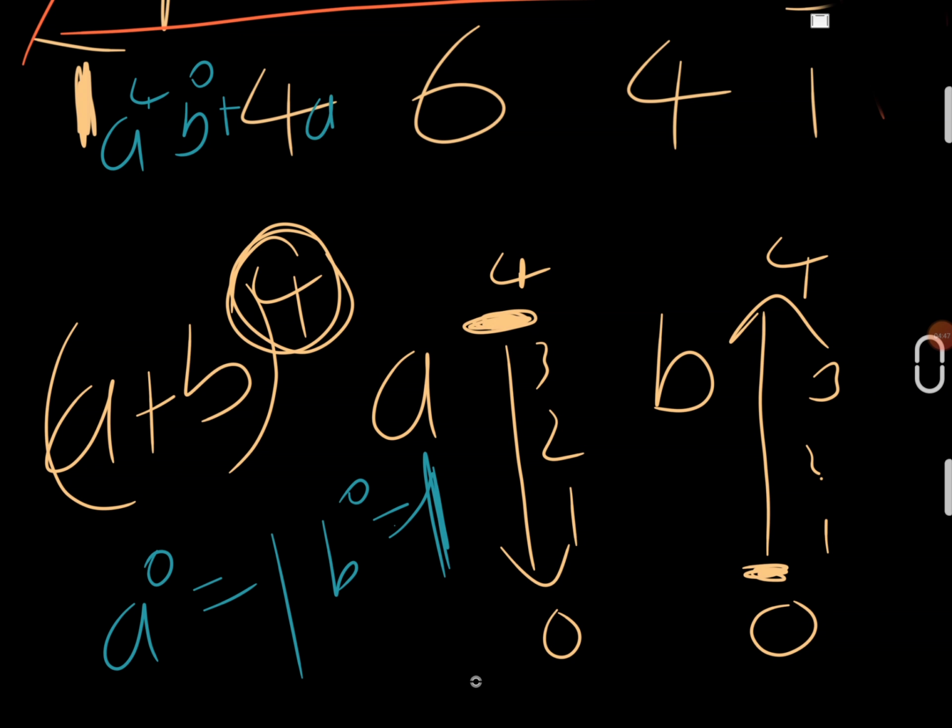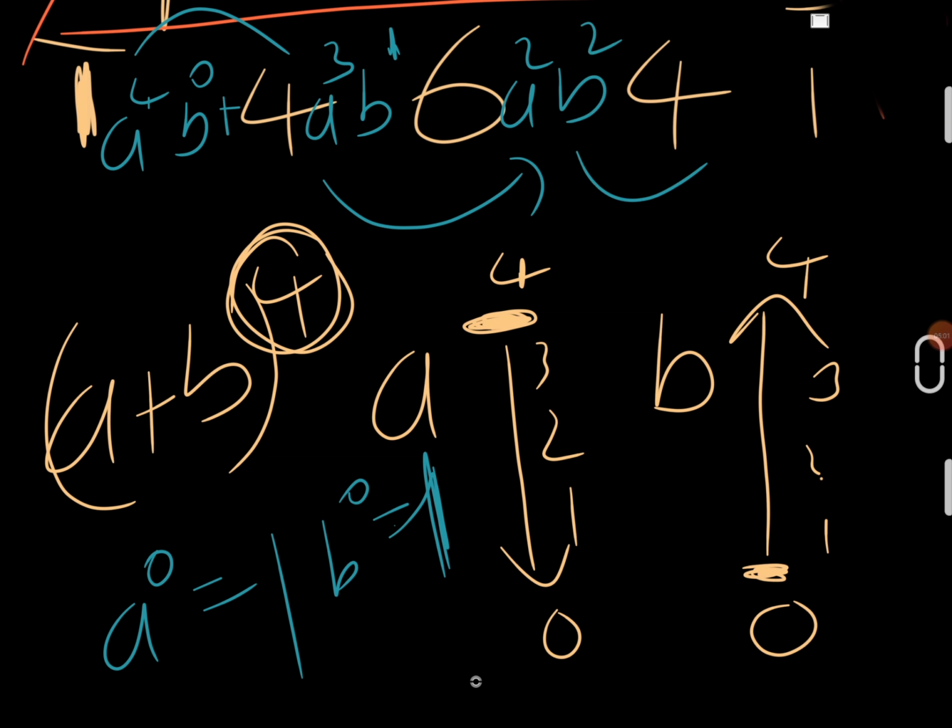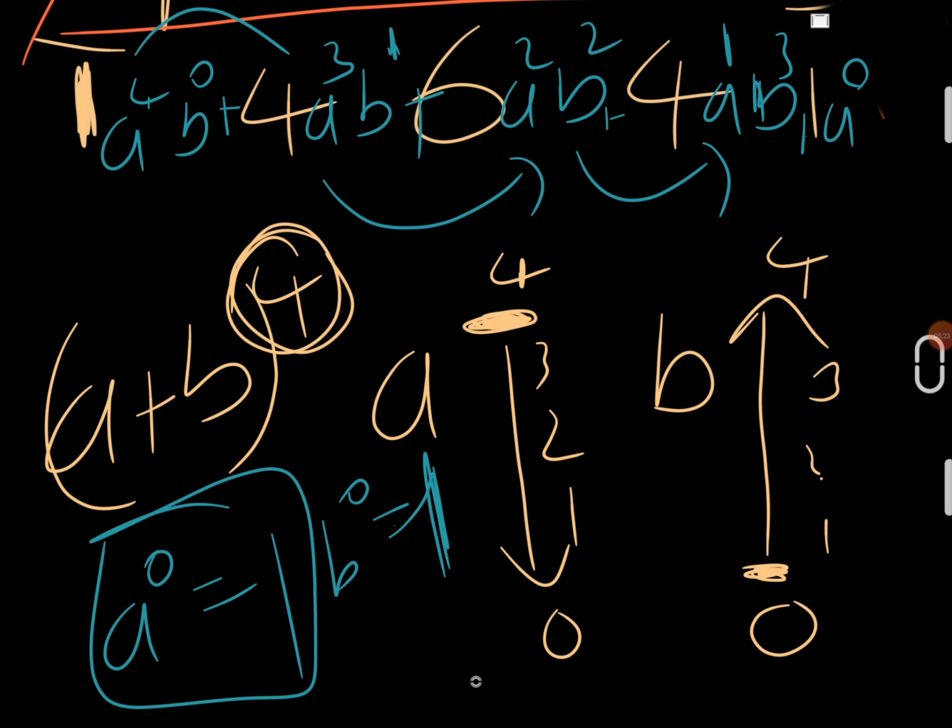So plus 4 into a to the power 3, b to the power 1. So from here the b power starts. Then the a power decreases, it becomes a square, and b becomes b square. Then a power decreases to 1 and b power increases to 3. Let me put the plus signs in between. Now a becomes 1 minus 1, 0, a to the power 0, which is basically 1, and then b to the maximum power, that is 4, because 3 plus 1 is 4.